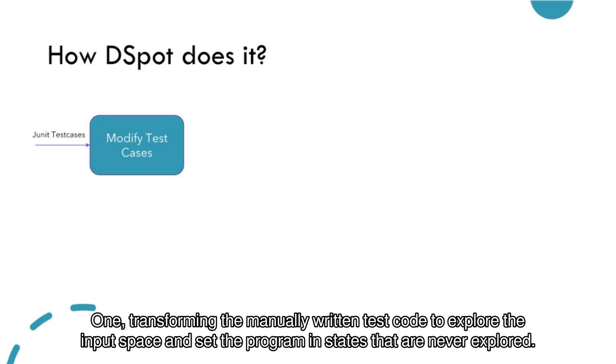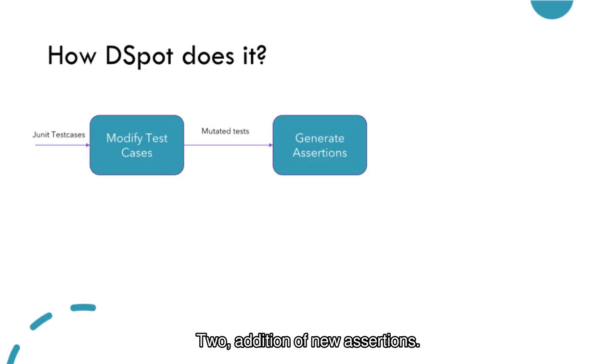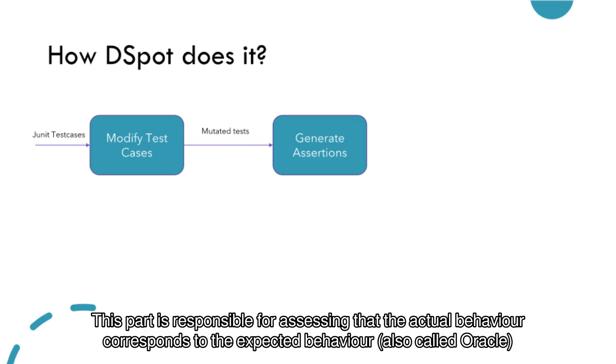1. Transforming the manually written test code to explore the input space and set the program in states that are never explored. 2. Addition of new assertions. This part is responsible for assessing that the actual behavior corresponds to the expected behavior, also called oracle.